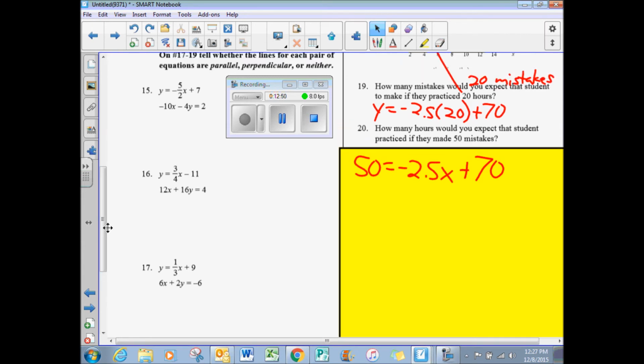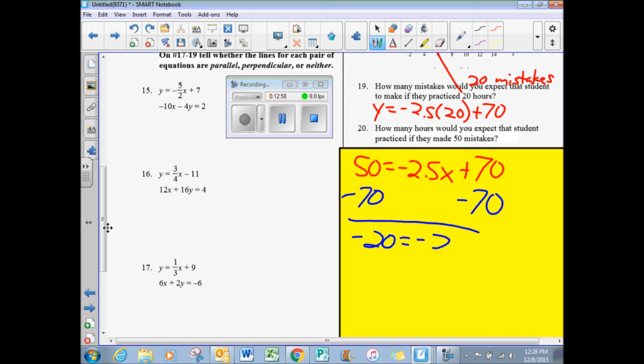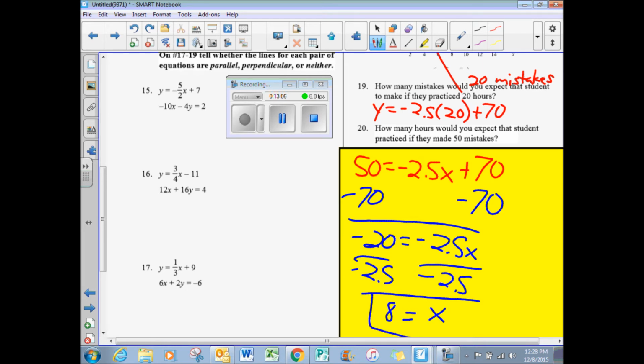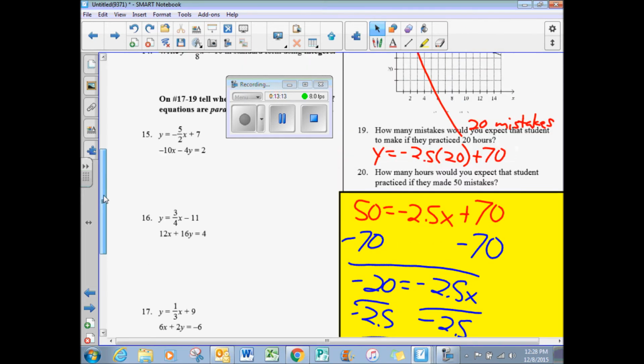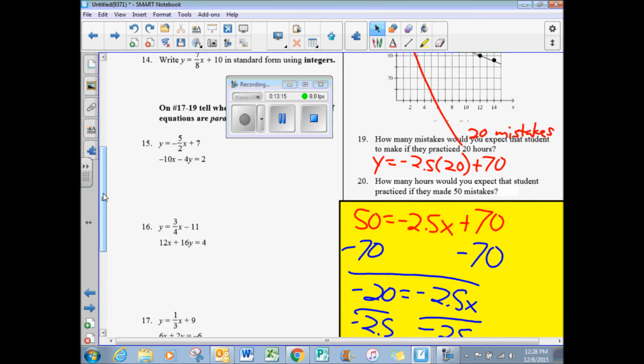So it's pretty simple here. I just subtract 70, and I get negative 20 equals negative 2.5x. Divide by negative 2.5, and x is 8. I could look at the graph. Okay? So 8. 8 what? Hours. Okay? Make sure you label correctly, because it's not 8 mistakes. I made 50 mistakes.